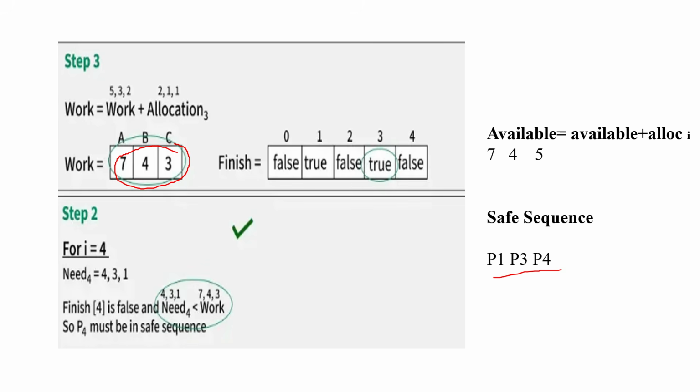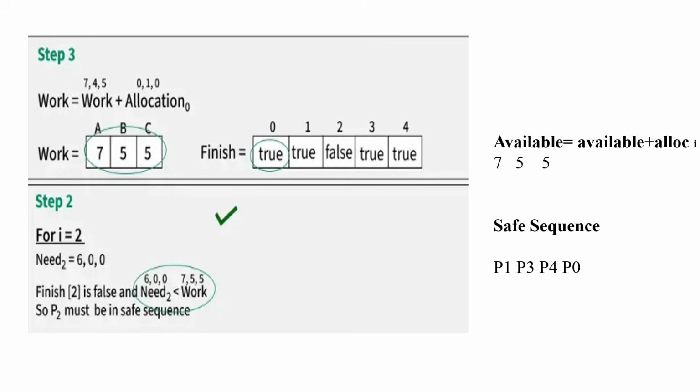Once I have completed my P4, I have to update my available value. So next, P4 is completed, no? Still we have two more processes to complete. P0 and P2 are there, right? So I can start with P0. The need for P0, I can go with P0.